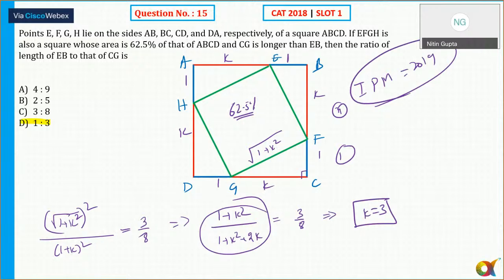So I hope that now it is clear. Can we move to the next question? I'm assuming that you have all gone through all the 45 questions of IPM 2019, which I discussed last week. Okay, guys, let's move to question number 16.